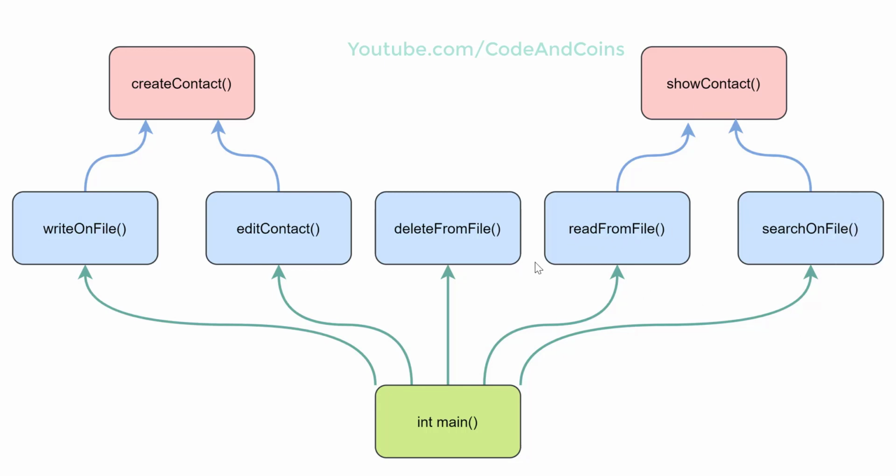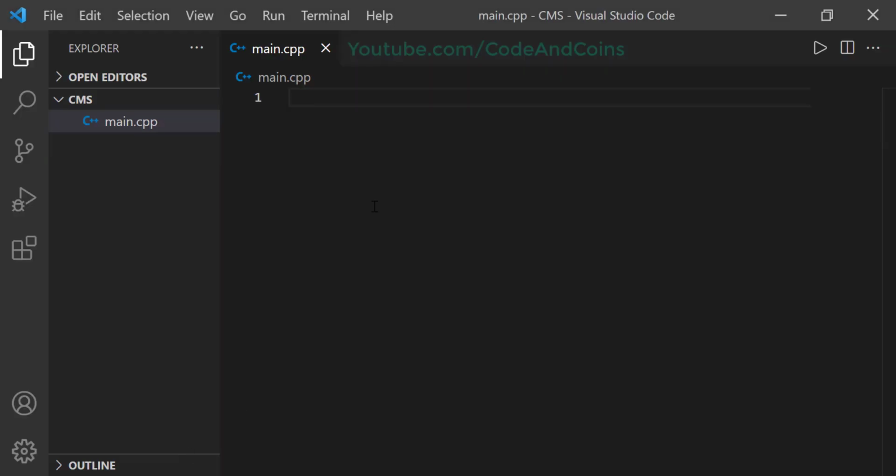Now we know how we are going to create our project. Let's start writing code in our favorite editor, VS Code. In VS Code, I have created a file called main.cpp, and as we know, we start with a heading.